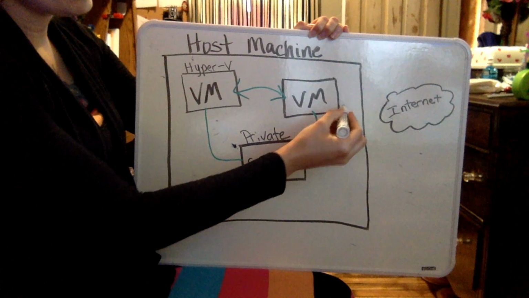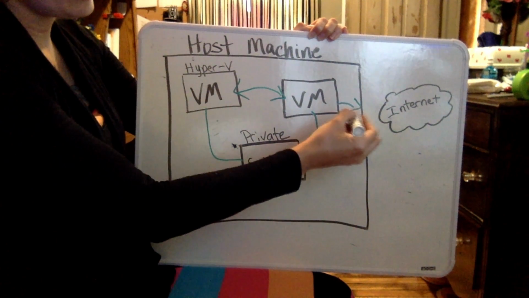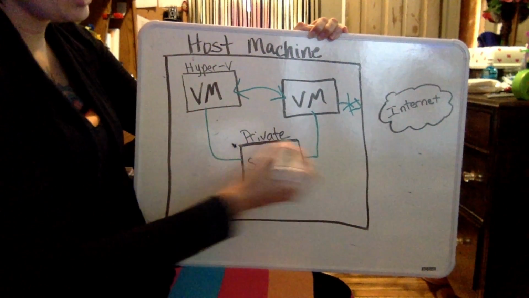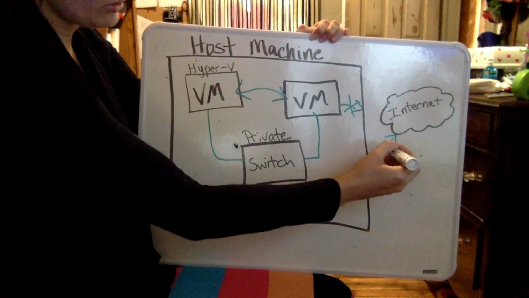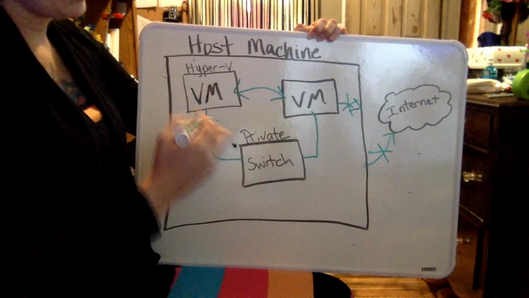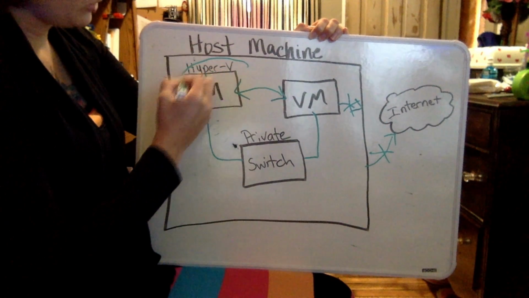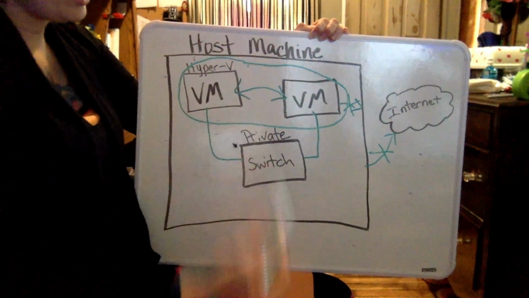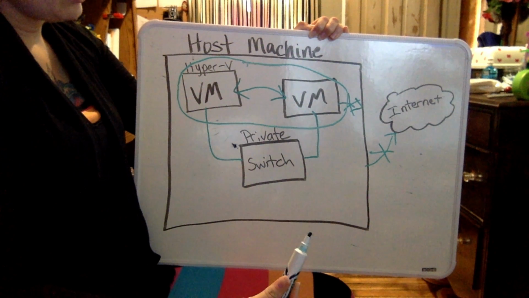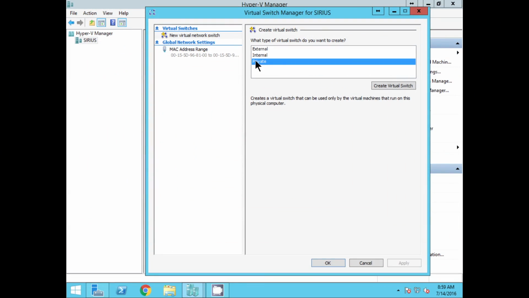Your virtual machines will not be able to communicate here to your host machine, and they will not be able to communicate out here to the internet. So it's only communication between the virtual machines with a private switch. So those are the three.